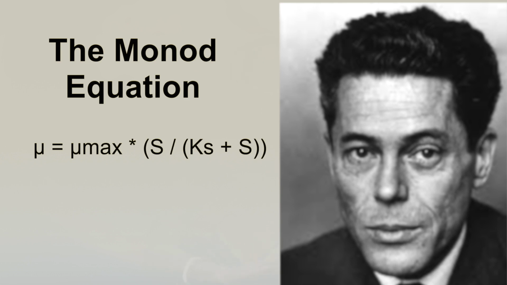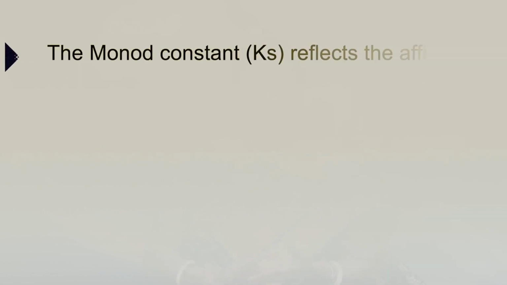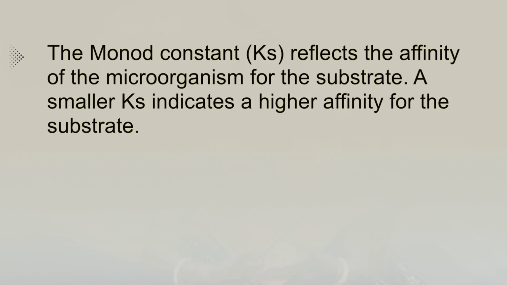The Monod equation suggests that the specific growth rate of microorganisms is dependent on the availability of a specific nutrient in their environment. As the substrate concentration S increases, the specific growth rate mu approaches its maximum value, that is mu max. The Monod constant Ks reflects the affinity of the microorganism for the substrate. A smaller Ks indicates a higher affinity for the substrate.